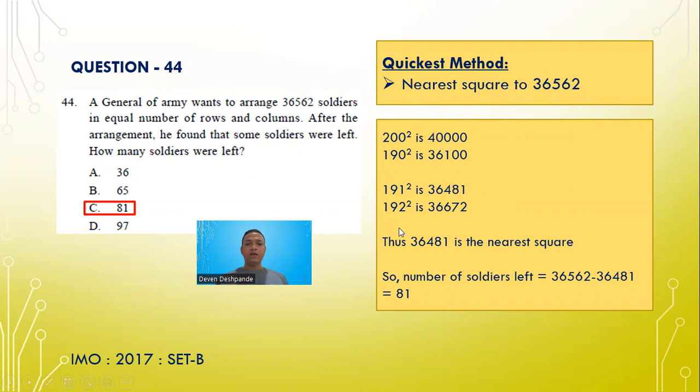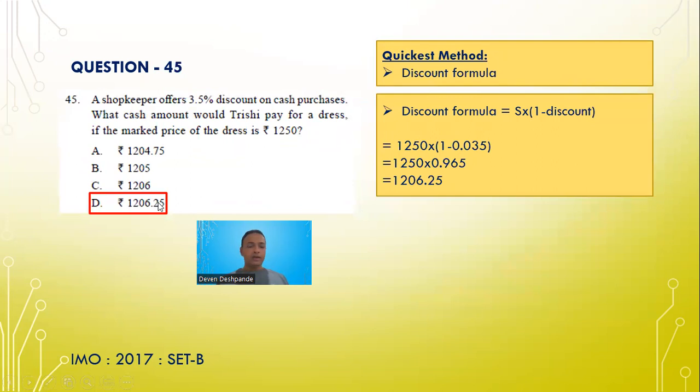So if you arrange 191 rows and 191 columns of soldiers, you will get 36481 soldiers. And how many soldiers are left? It is 36562 minus 36481. So 36562 minus 36481 is 81. So the answer is 81. Okay, next one.